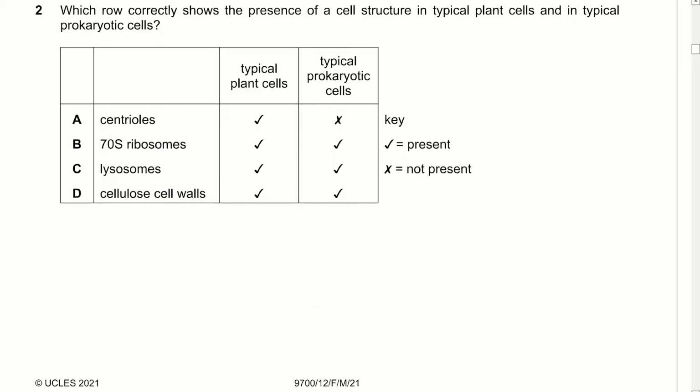Question number 2. Which row correctly shows the presence of cell structure in typical plant cells and in typical prokaryotic cells? Let's start with the first row. Centrioles, typical plant cells, and prokaryotic cells. First of all, centrioles are not present in plant cells. This is incorrect. For B, 70S ribosomes. Yes, they are present in both plant cells, in the chloroplasts and mitochondria, and in prokaryotic cells in the cytoplasm. So the answer is going to be B.